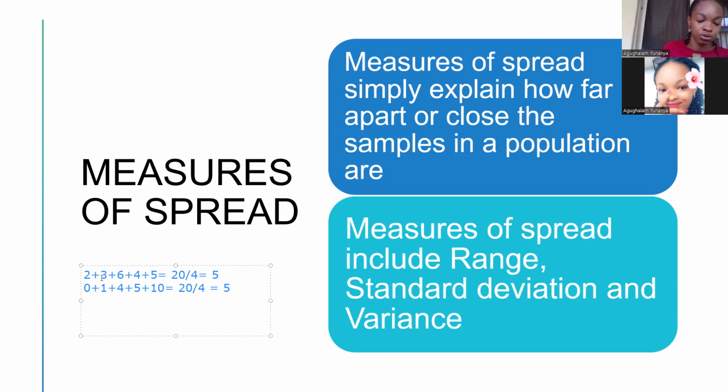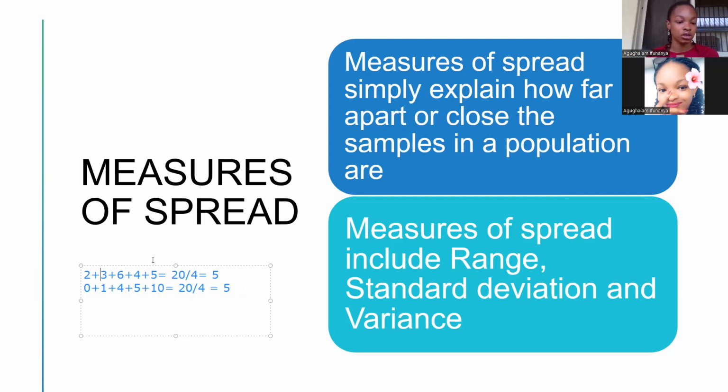Now, what I want to show you is that if you look at this, the first set of numbers on a number line, you can see that they're kind of packed together. And then in the second set of numbers on the number line, the 10 makes it farther apart from the rest of the variables. So you can see that the mean is 5, and in the second set of numbers, the mean is also 5.